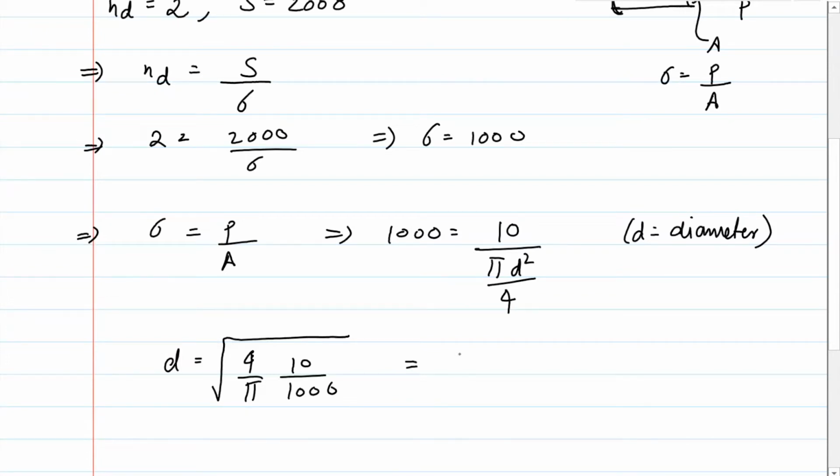So that comes out to be 0.1128 meters. Okay, and I would write this in millimeters, and I'll tell you why in a bit. So what this says is that if the material has to bear the force of 10 newtons with the strength given, then it needs to be of a diameter 112.8 millimeters.